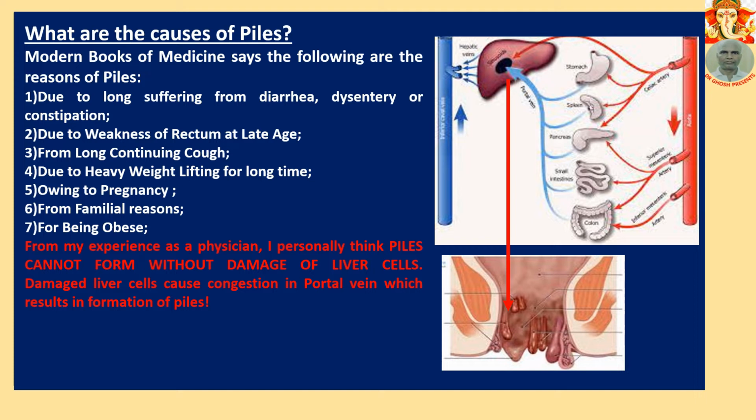On the right hand side, this picture is shown. This is the liver, and there lies the anastomosis between the systemic vein and portal vein. When there is congestion in the portal vein, the blood cannot pass to the liver easily. So there is a back pressure, and due to that back pressure, the veins swell and piles result. This is my own view, but books say these are the causes of piles.